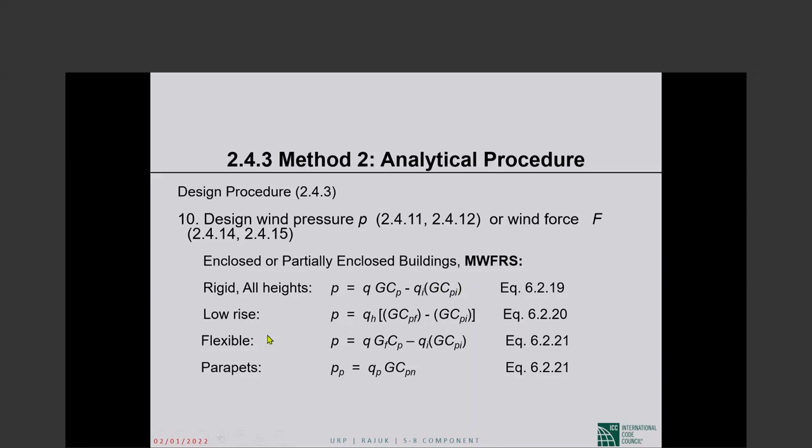Okay. Now, if it is a low-rise building, remember, mean roof height not exceeding 60 feet, nor exceeding the minimum plan dimension. And it is not an open building, it is enclosed or partially enclosed. The low-rise analytical procedure is what I skipped. In that procedure, even on the windward face, we do not take Q sub Z, variable wind pressure. It is all Q sub H, all faces.